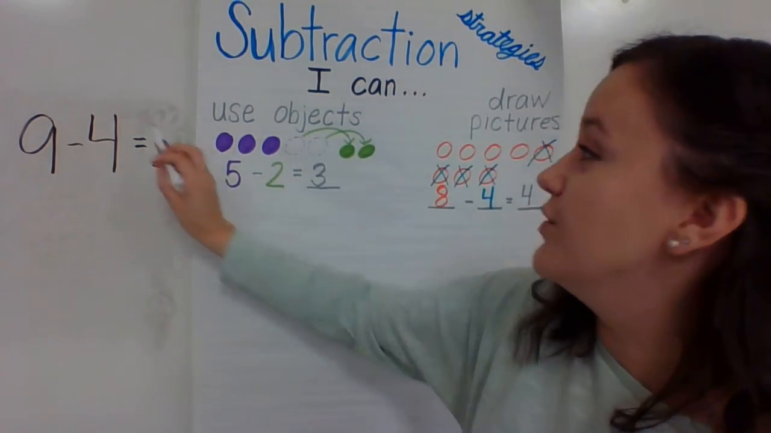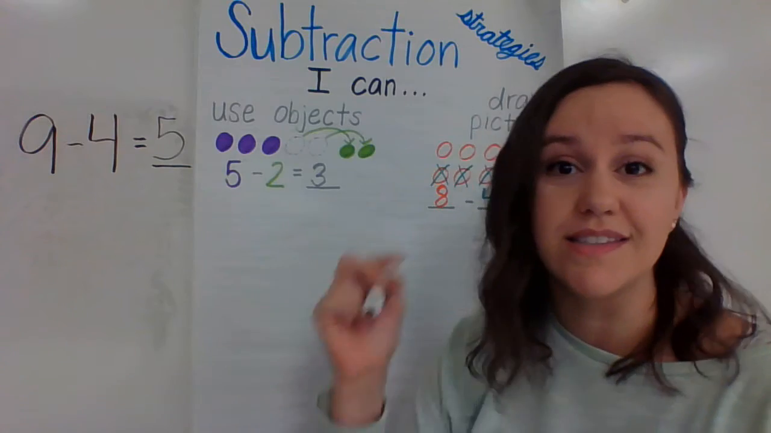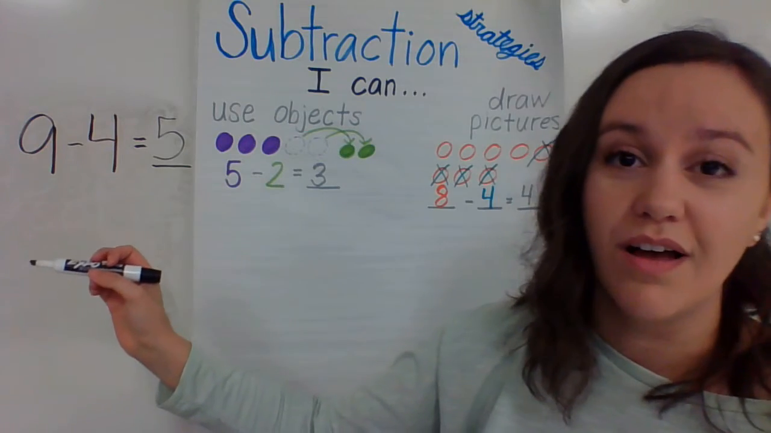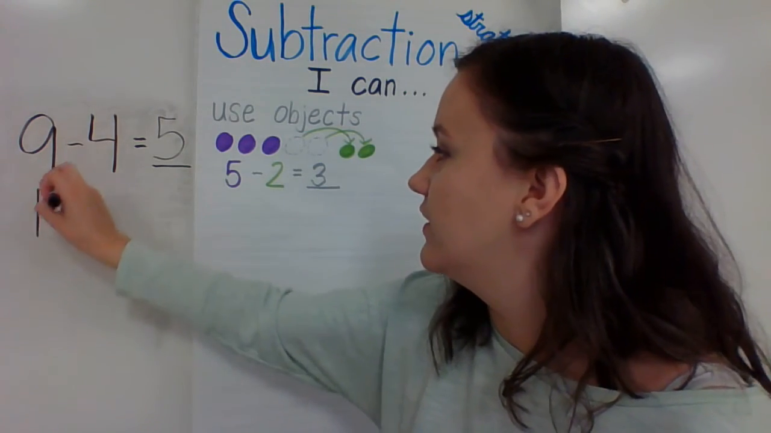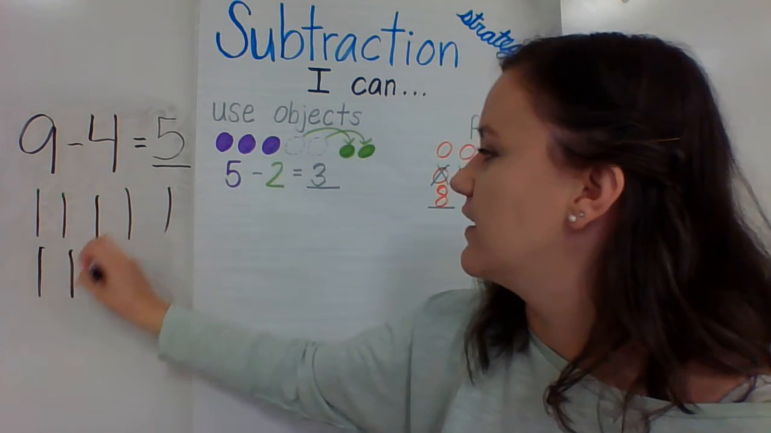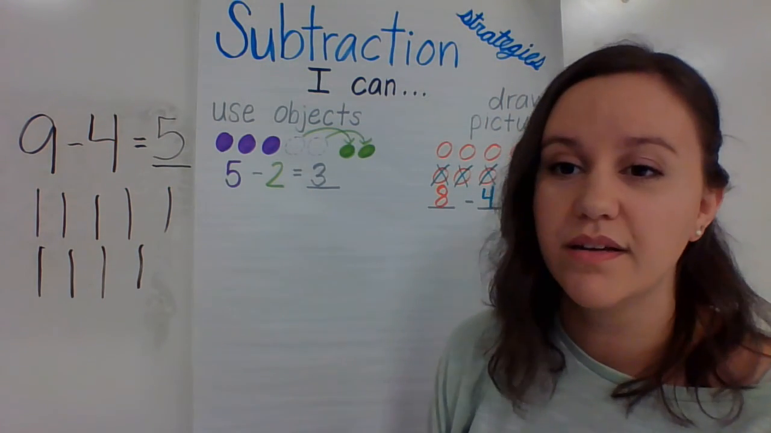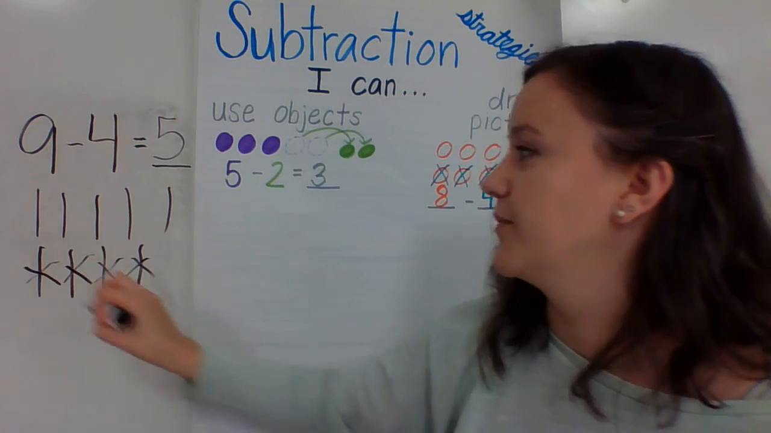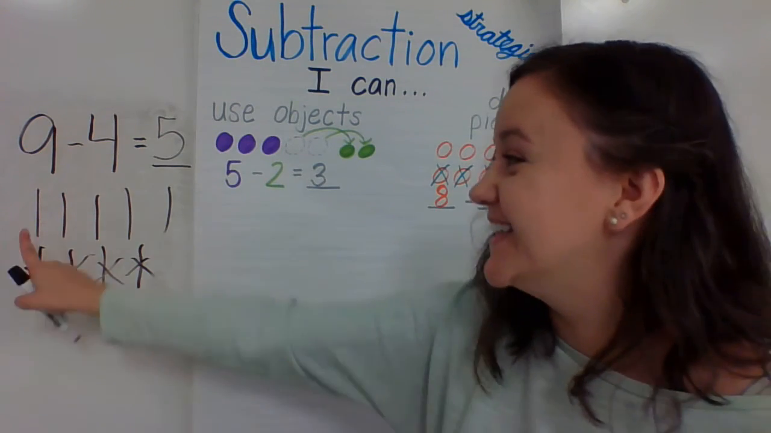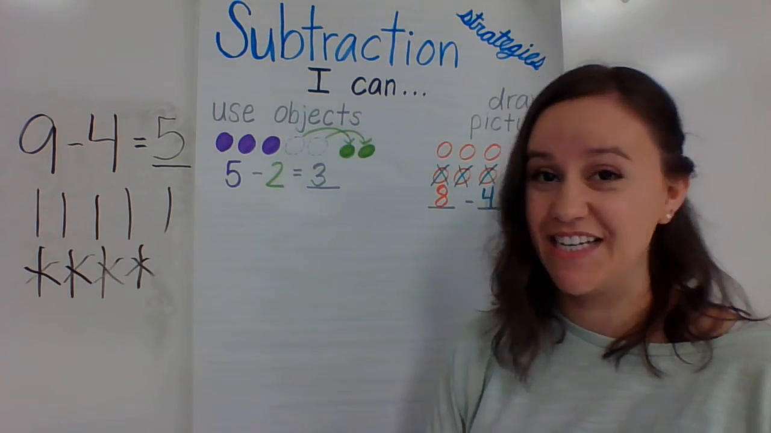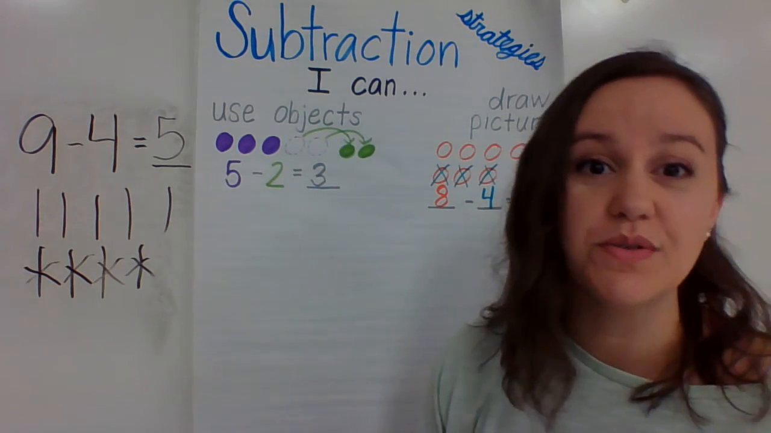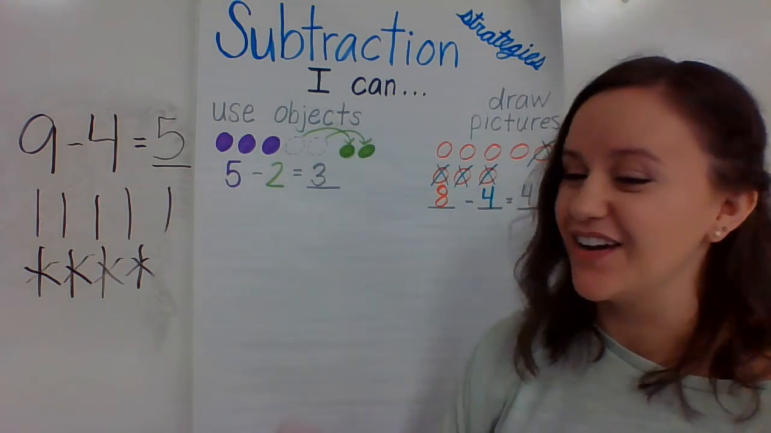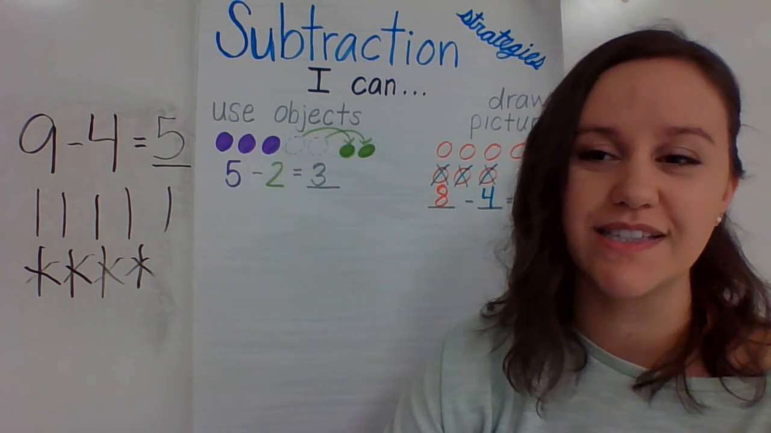Now, if I chose the drawing pictures strategy, I'm going to get the same answer as long as I do the subtraction correctly. So 9 minus 4. I'm going to draw lines this time. 1, 2, 3, 4, 5, 6, 7, 8, 9. So 9 minus 4. Now I have to cross 4 of these out. 1, 2, 3, 4. How many lines are not crossed out? 1, 2, 3, 4, 5. See? Same answer, no matter which strategy you use, as long as you're paying attention, you're starting with the right number, and you're subtracting the right number. So that's how to solve subtraction problems using objects and drawing pictures.